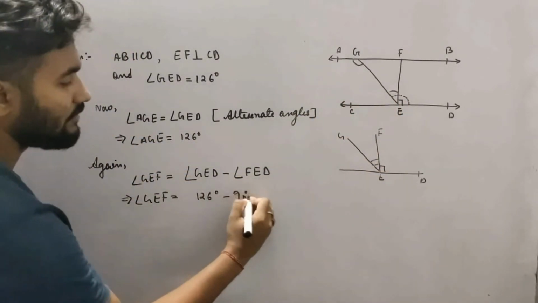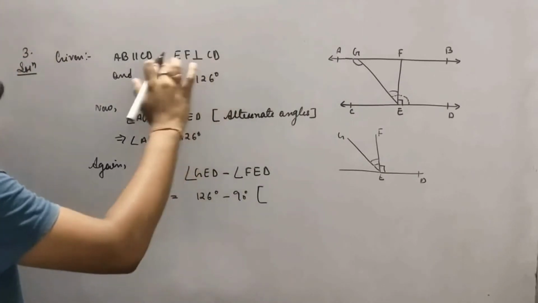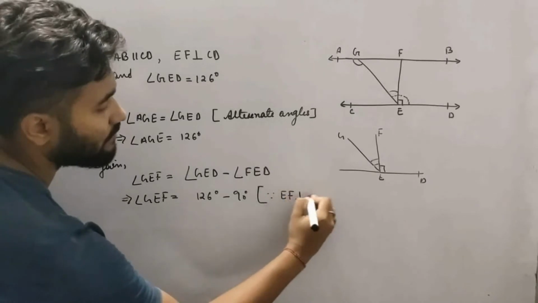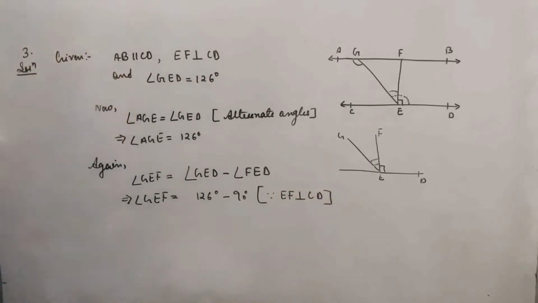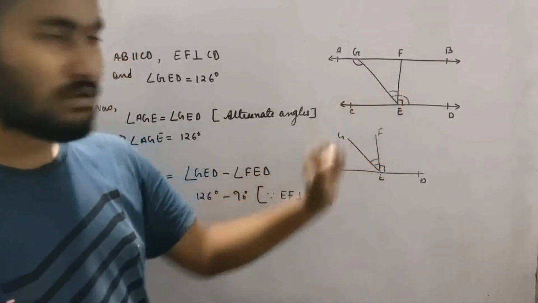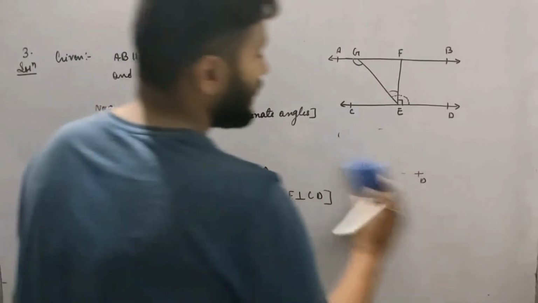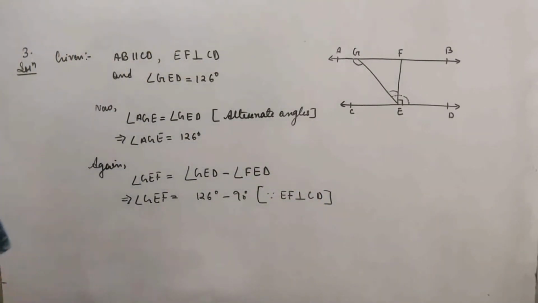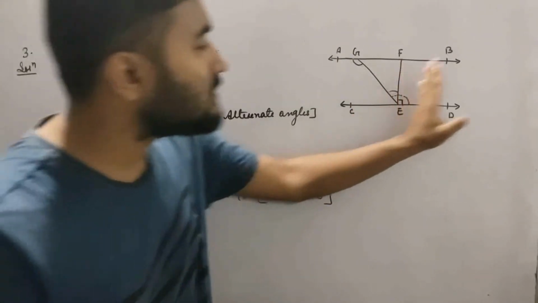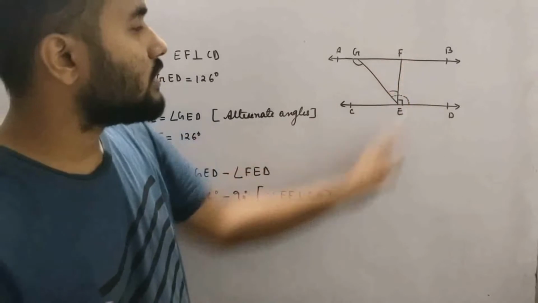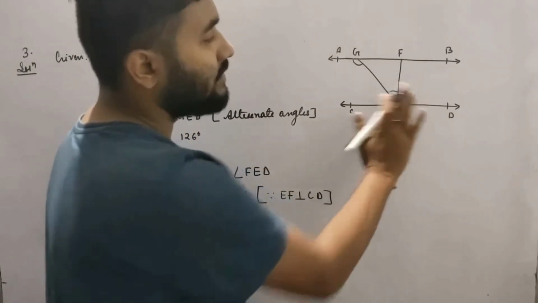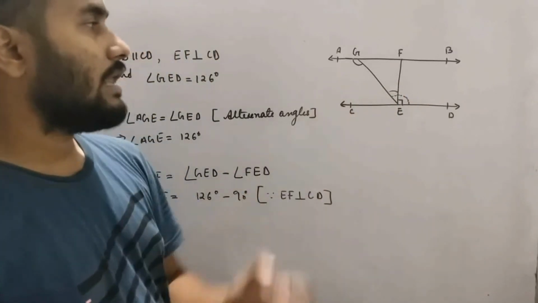90 degree. If you want, you can write the reason. The reason is EF is perpendicular to CD. Understood? If you want, you can write. If you don't write also, it is okay, because in the diagram it is clearly mentioned as 90 degree, okay? If you have not understood, you see the diagram once again. From this complete GED, if I minus this portion, this portion is 90 degree, isn't it?